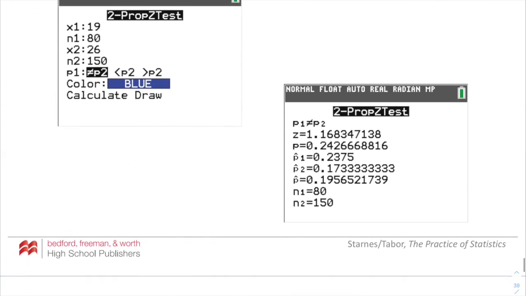So on your calculator, a two-proportion z-test asks you for certain things. Here is the notation that your calculator is using. So that's why I was suggesting the right-hand side situation instead of the left. It'll give you your z-value and that p-value.